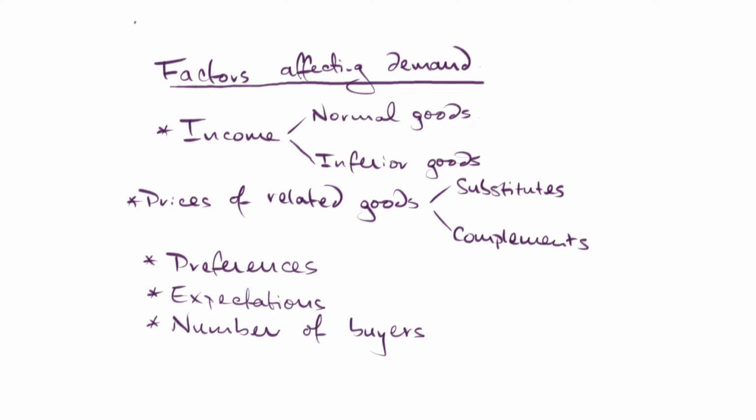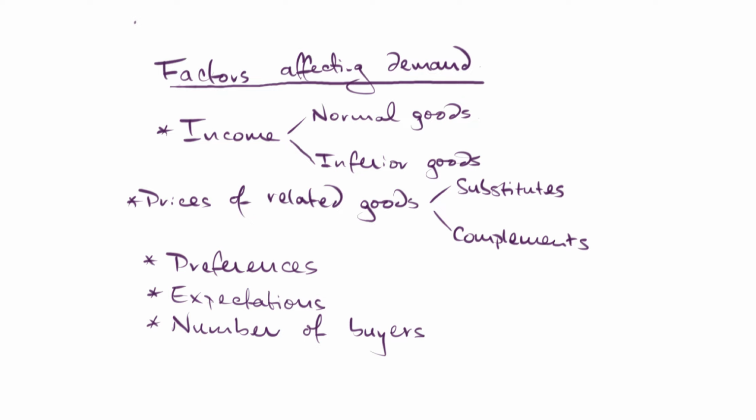So, why were we purchasing more hand sanitizer in February? Our income had not changed. Prices of related goods had not changed. Our preferences had not changed. It was simply expectations about the future. We anticipated that hand sanitizer would become more useful in the future. Okay.